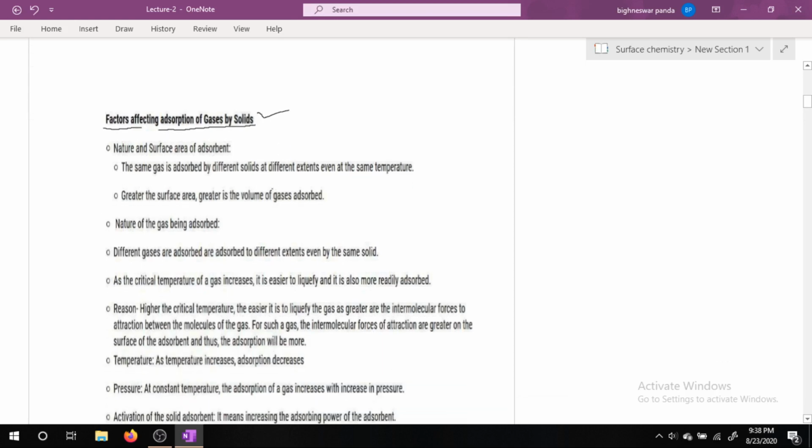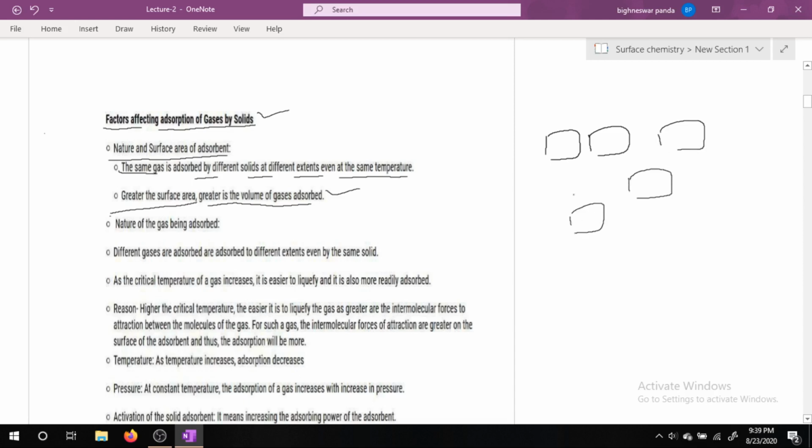So first is nature of surface area of adsorbent. The same gas is adsorbed by a different solid to a different extent even at the same temperature. Greater the surface area, greater is the volume of gas adsorbed. That is, more is the surface area, more amount of gas will be adsorbed.